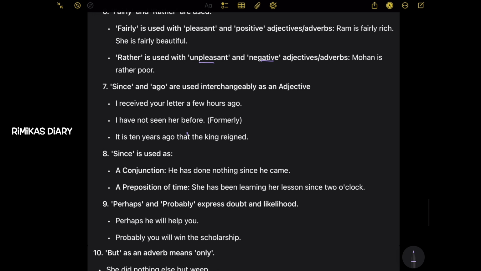Since and ago are used interchangeably as an adjective. So for example, I received your letter a few hours ago. I have not seen her before. So formerly. It is 10 years ago that the king reigned. So reigned means like you're ruling a place. So like when the kings and queens rule some places. Yeah, so it's like that.